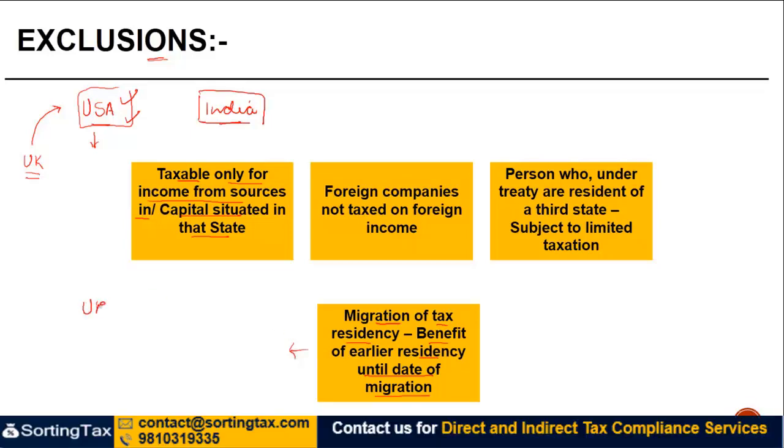Suppose in the UK there is Mr. X. He was a tax resident until 31/3/2016. Then he migrated to the US and became a tax resident of the US. He will get the benefit of the India-UK treaty for incomes up to 31/3/2016, and thereafter it will be considered under the India-US treaty.